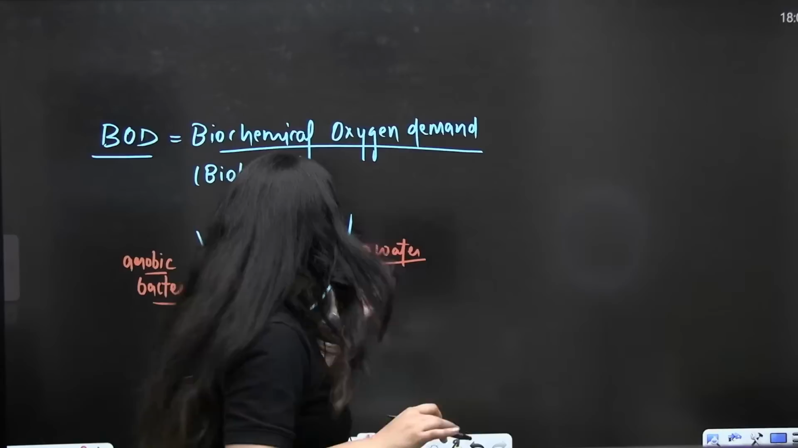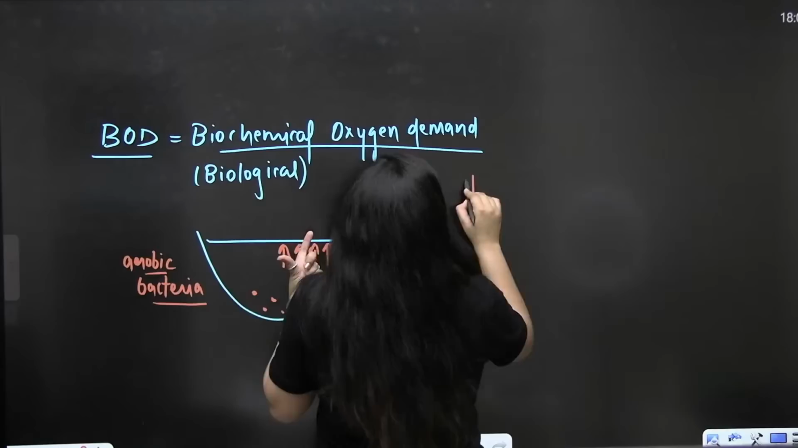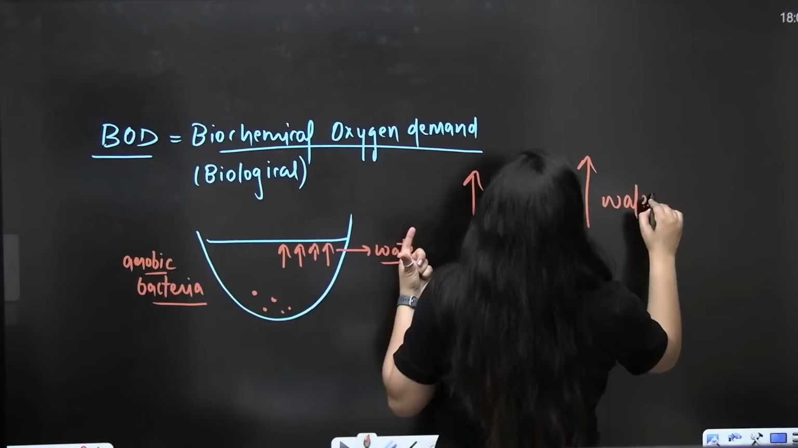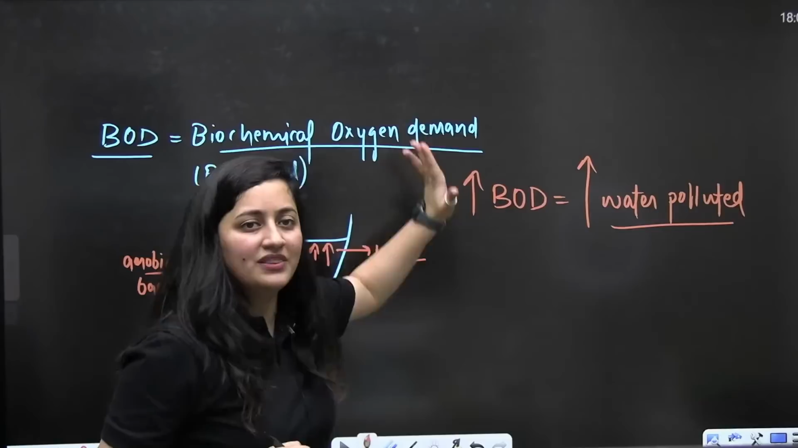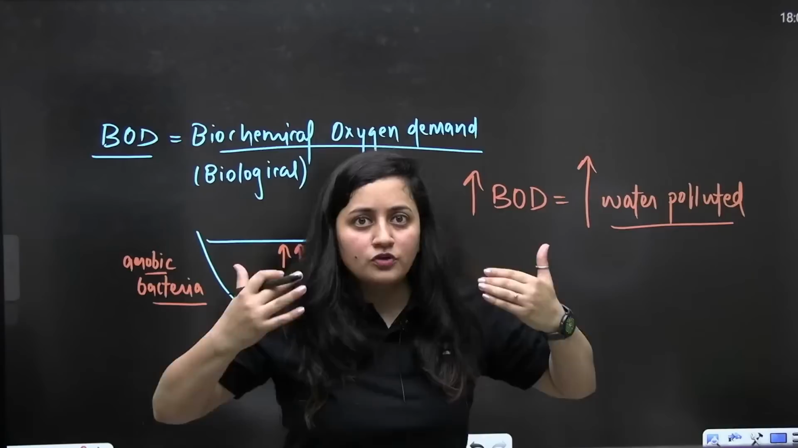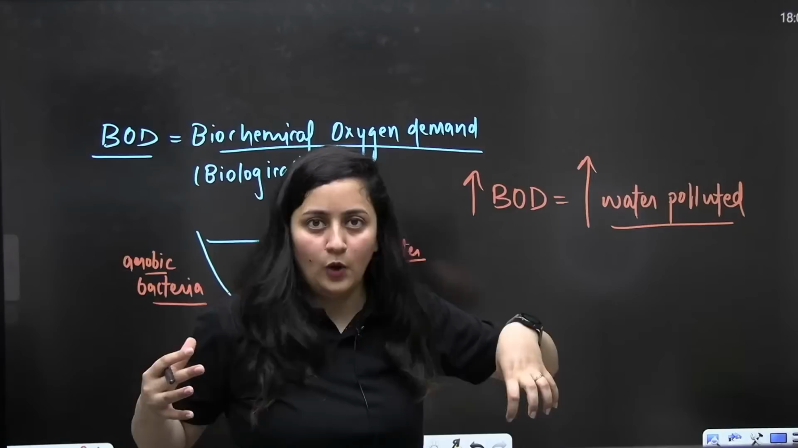So, if there is too much organic matter, the oxygen demand will be more. So we can say that if there is high BOD, water pollution is also high. Water is highly polluted, isn't it? More BOD means more polluted water, more organic matter, more demand for oxygen. This is what we need to do. In sewage treatment, ultimately in that plant, we are just trying to reduce the BOD of that wastewater.